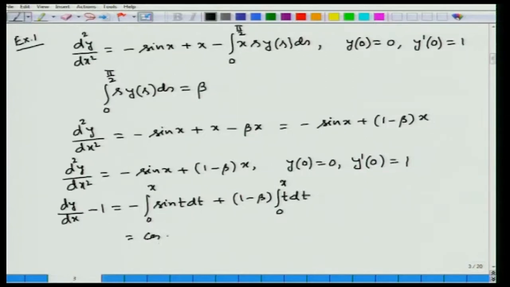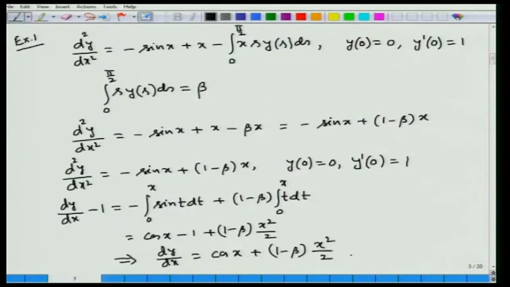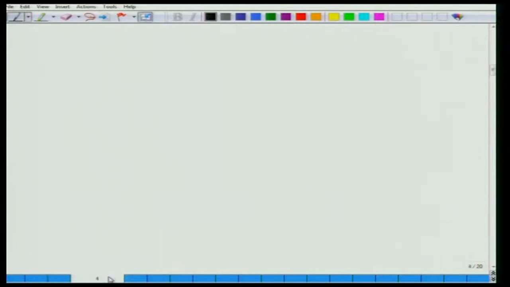After integration, this comes out to be cos x minus 1 plus (1 minus beta) multiplied with x square by 2. So, cancelling minus 1 from both sides, from here we can write dy/dx equal to cos x plus (1 minus beta) x square by 2. Again integrating both sides and using the result y(0) equal to 0 and proceeding in a similar fashion, you can find y(x) equal to sin x plus (1 minus beta) x cube divided by 6.